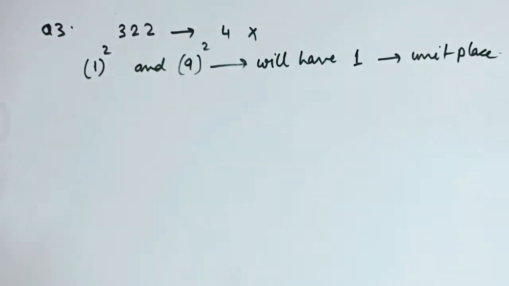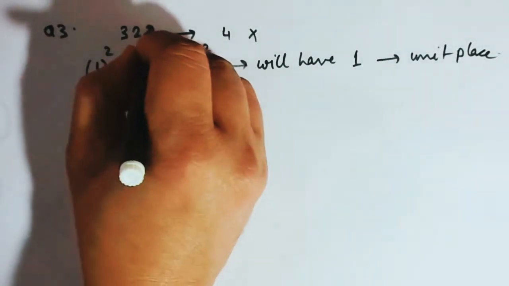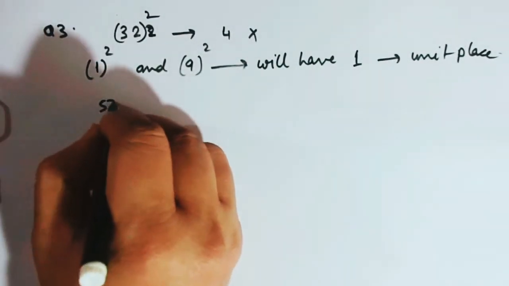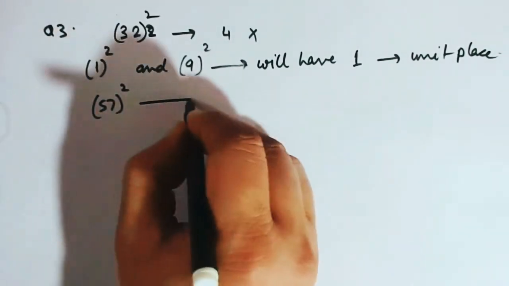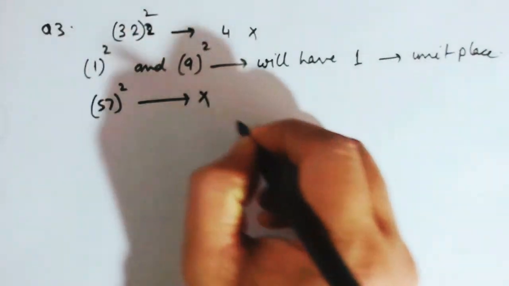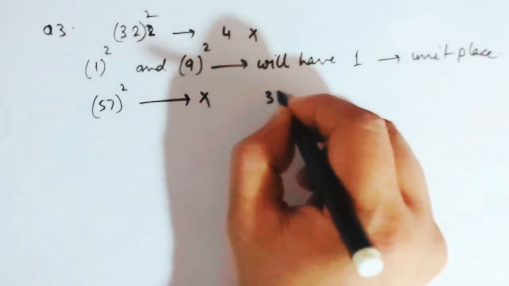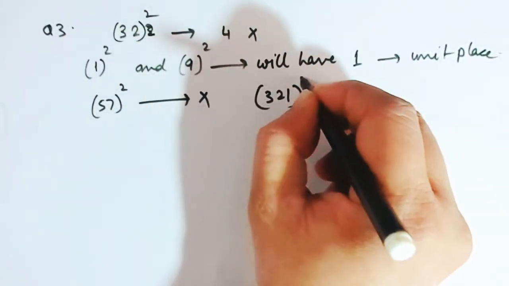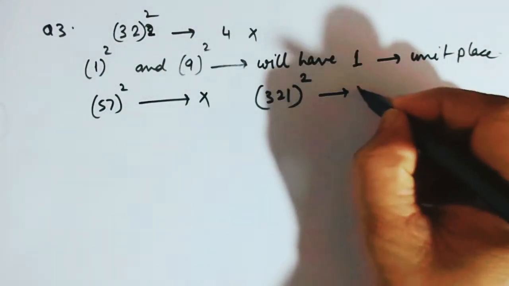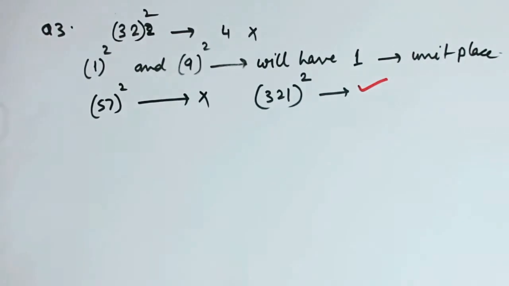Clear? So I don't find that any of the numbers, okay, they have given you 321 square here. Similarly, they have given you 57 square. So what do you think? Will this have 1 in its unit place? No, cannot. 321 square, so of course 1 1s are 1. So this will have 1 in its unit place.